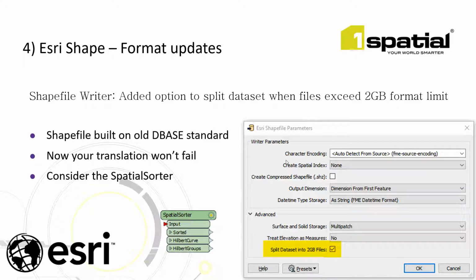That's not how the shapefile reader will work. So it'll treat them as separate files. But the beauty of this is you don't get any failed translations anymore because your data's too big for shape format. You'll just create multiple shapefiles.